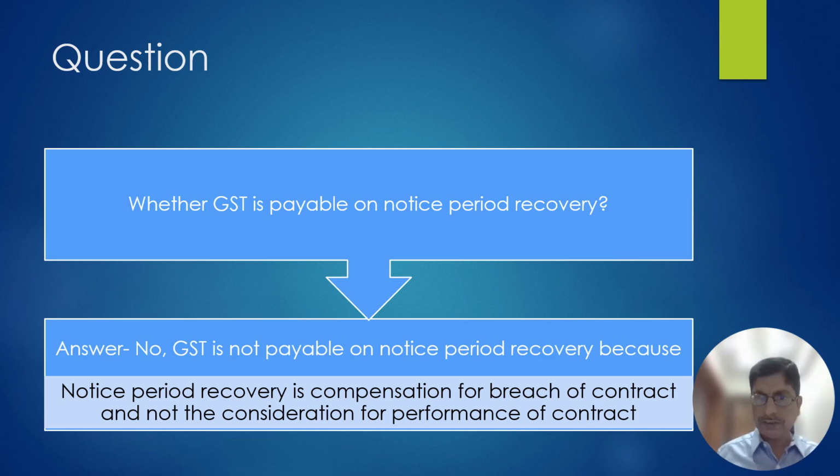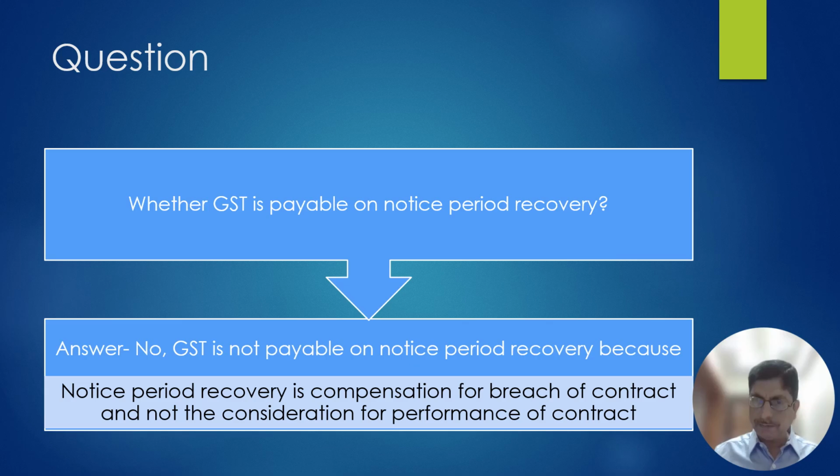What is liable under GST is consideration for performance of contract. Performance of contract is a supply. Any amount received for performance of contract is a consideration that is chargeable to tax under GST. A breach of contract cannot be equal to the performance of contract. Any payment received for the breach of contract cannot be equal to consideration. Therefore, the GST is not payable on notice period recovery.